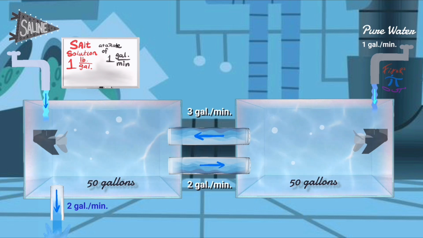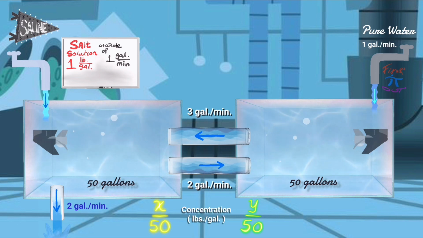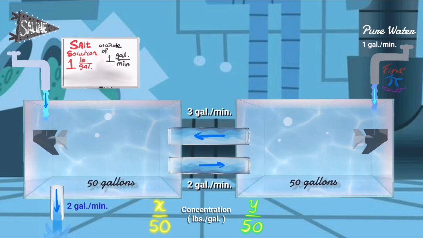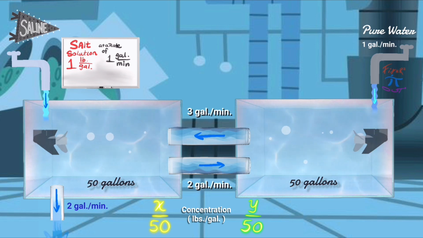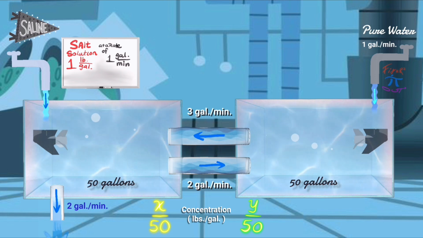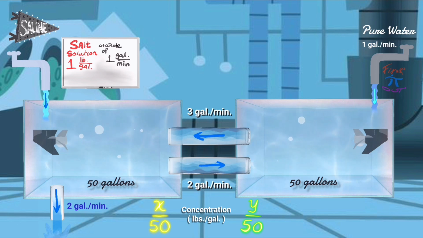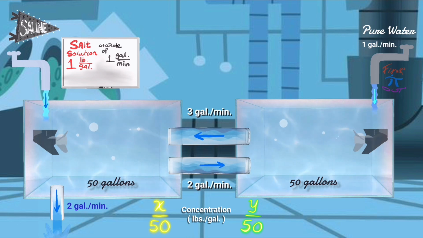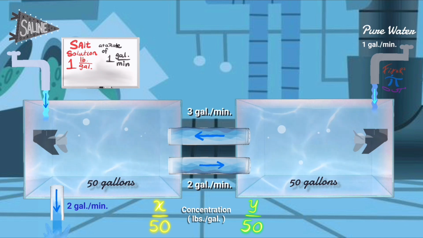Now each tank contains salt solution at a concentration given in pounds per gallon. We'll leave the initial conditions unspecified here. Tank X receives salt solution at a rate of 1 pound per gallon at 1 gallon per minute. Tank Y receives pure water at a rate of 1 gallon per minute.